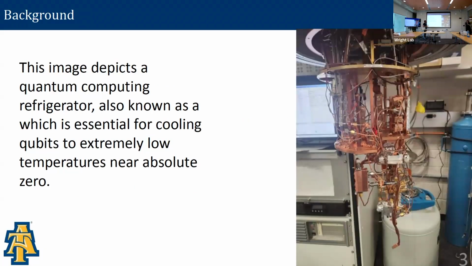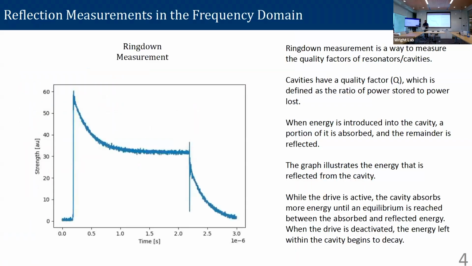Just for a little bit of background, you may have heard Michael mention these fridges. This is a picture of one of them. What these fridges do is they cool down qubits and our cavities to extremely low temperatures. And we need these temperatures to do our measurement. So just so you can have a visual of what that might look like.